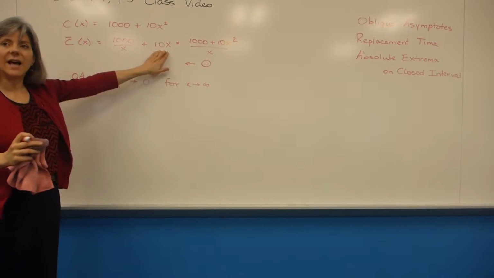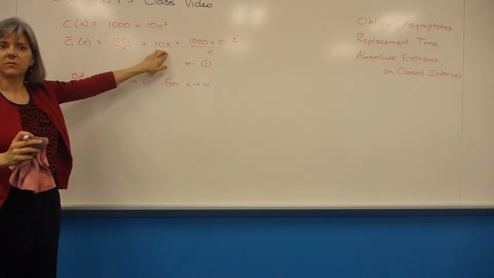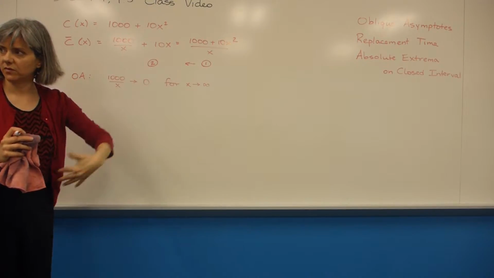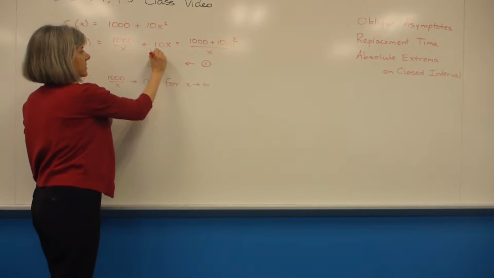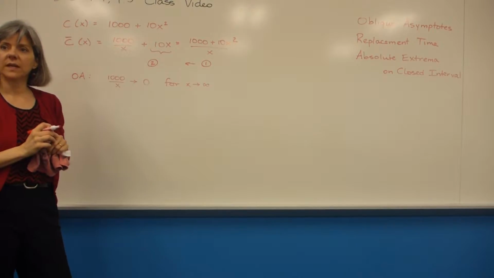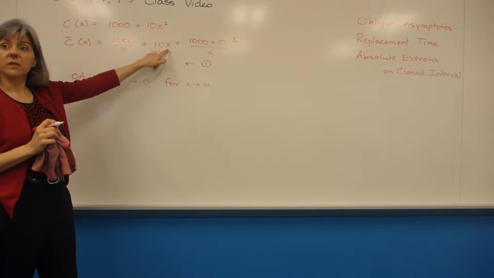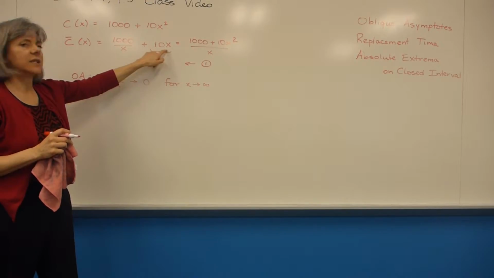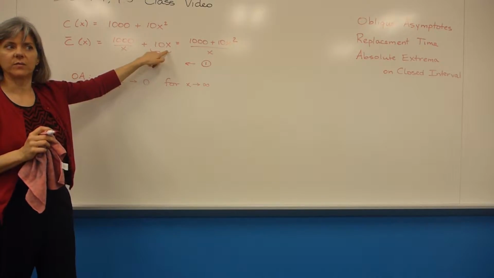That means what's left is your oblique asymptote. So everything that goes to 0, you can drop off, and what's left is your oblique asymptote. Clearly, this is going to infinity as x gets really big. We know that. We already figured that out. This tells us how it's going there, because that matters.